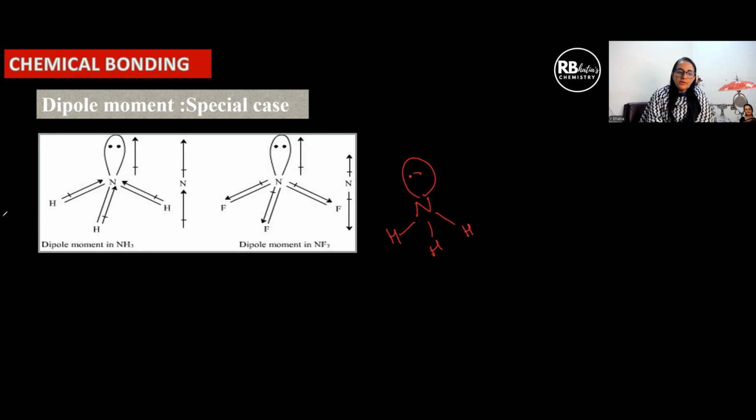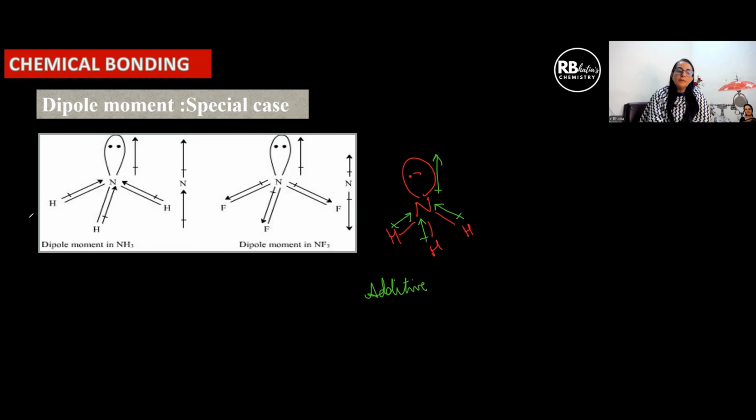How do we orient the dipoles in this case? The dipoles are oriented like this because N is more electronegative. So from H to N we will show. The lone pair goes outside. Overall, all the dipoles show an additive effect.